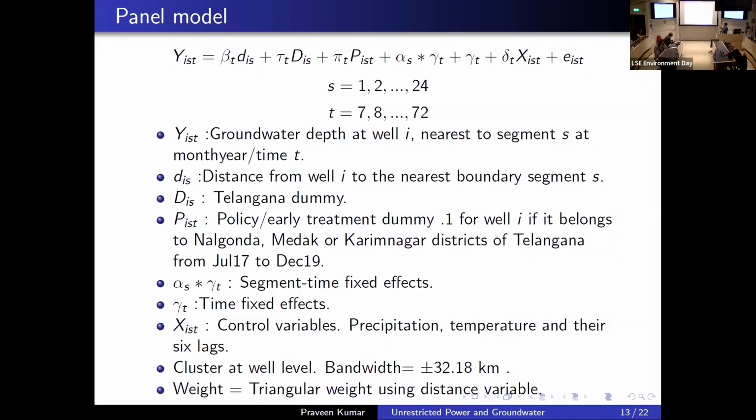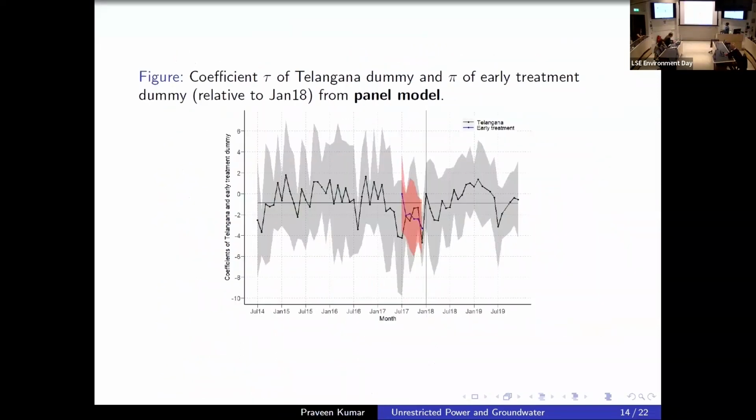And these are all fixed effects, segment fixed effects related with time, and then time fixed effects. And X_ist is our control variable. These are precipitation, temperature, and their six lags. So this is the result. So this shows the result from the panel model.